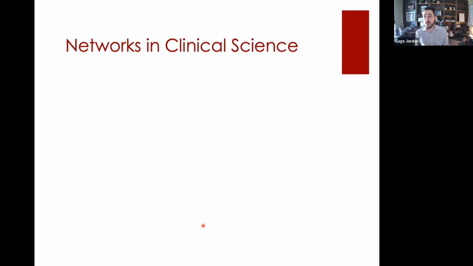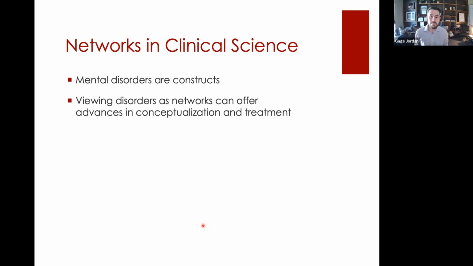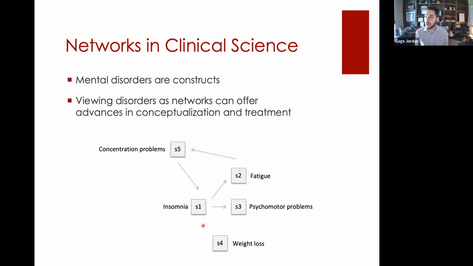But going back to what I'm really interested in, which is networks in clinical science. Like I talked about, mental disorders are constructs, and maybe viewing them as networks can offer advances in how we treat and view people with mental illness, right? Going back to this graph, in this sense, do we treat the depression? Because if we focus on that common cause model, just give them an antidepressant, as you would an antiviral for something like measles. But there are 4 different classes of antidepressants.